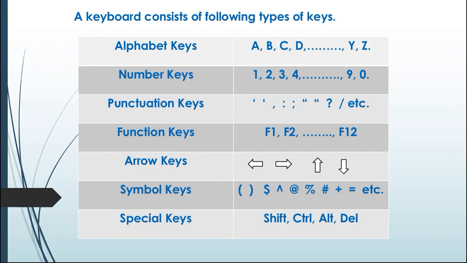Special keys: Control, Shift, Alt, Delete. These are some special keys. They can do a direct function. You just have to use the Shift key or Control key with some other keys and you'll immediately have a function on your keyboard. You don't have to right click from the mouse and then go back and then do things. These are basically shortcut keys.